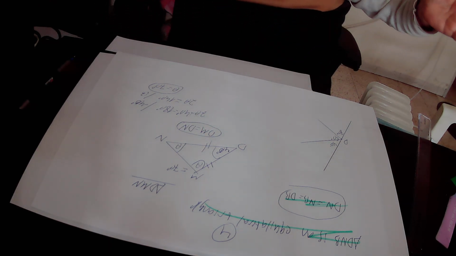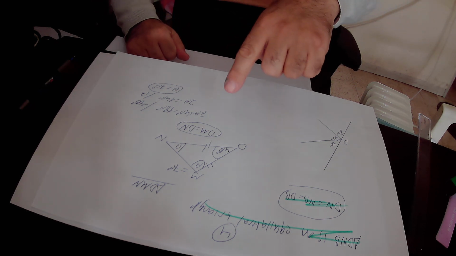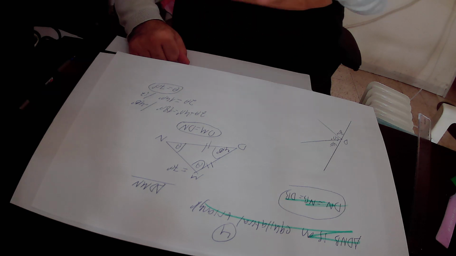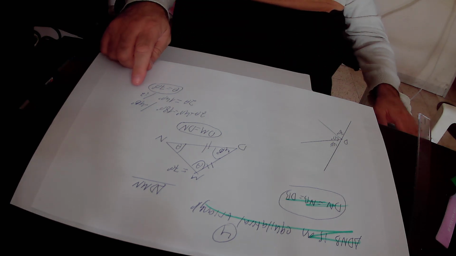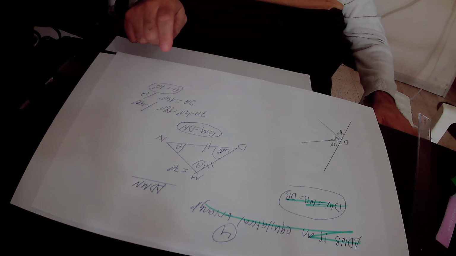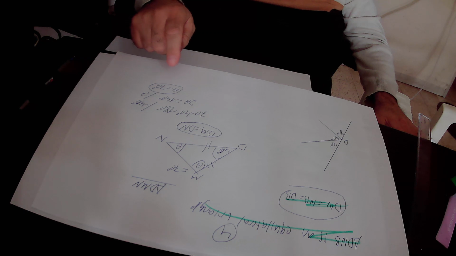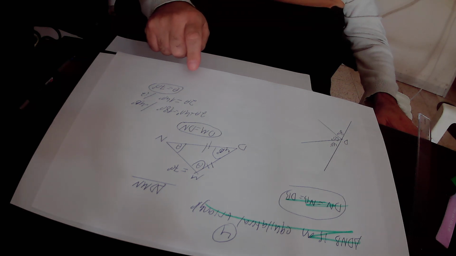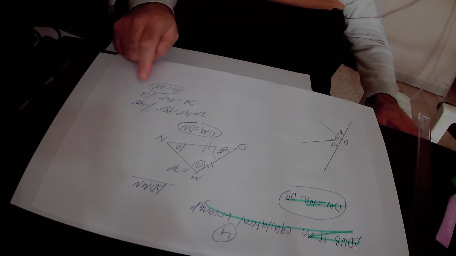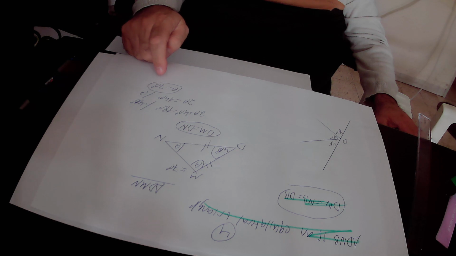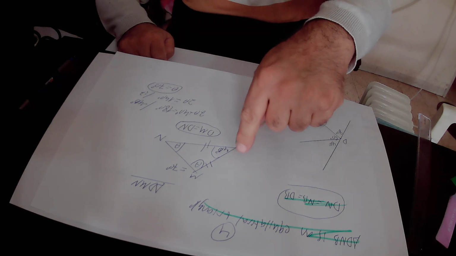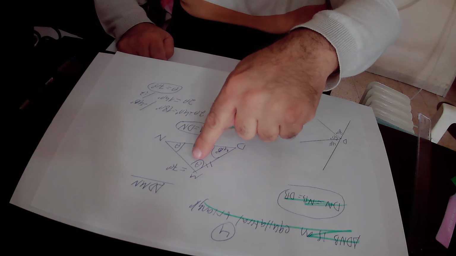The sum of the angles in triangle DMN must be equal to 180 degrees. That is to say, theta plus theta is 2 theta, plus 40 degrees. So 2 theta plus 40 degrees equals 180 degrees. We subtract 40 degrees, and 2 theta equals 180 degrees minus 40 degrees, which is 140 degrees. We divide by 2, and theta equals 140 degrees over 2, which is 70 degrees. So angle DMN is equal to 70 degrees.